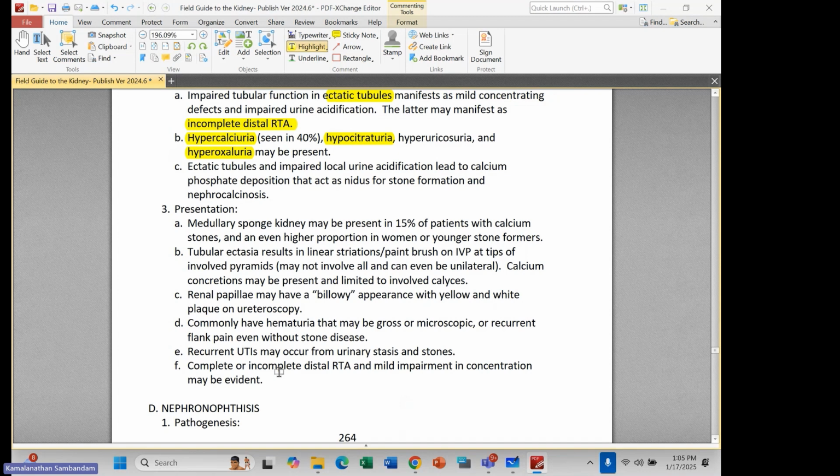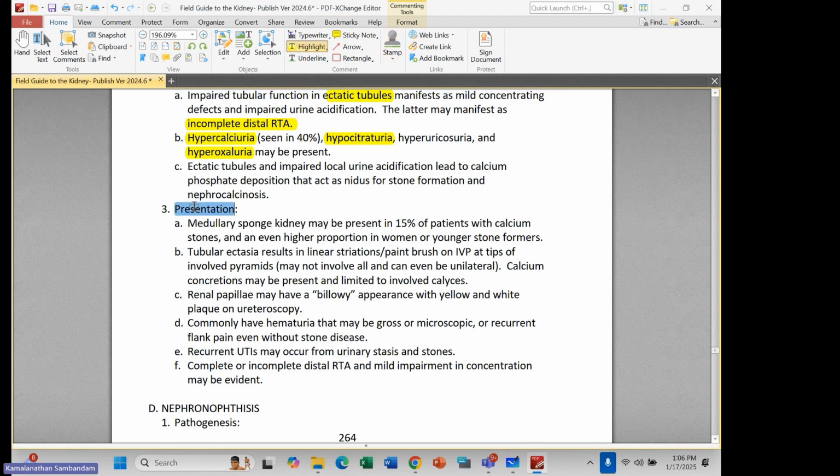It used to be the case that people thought that medullary sponge kidney, because of this association with incomplete RTA, was more associated with calcium phosphate stones. But if you look at some modern published cohorts of medullary sponge kidney, it looks like calcium oxalate stones are the more common stone type, similar to the general population.